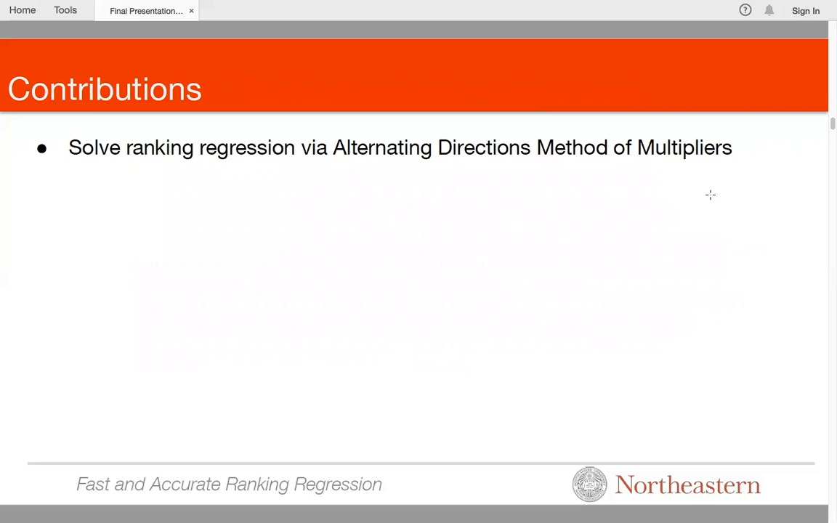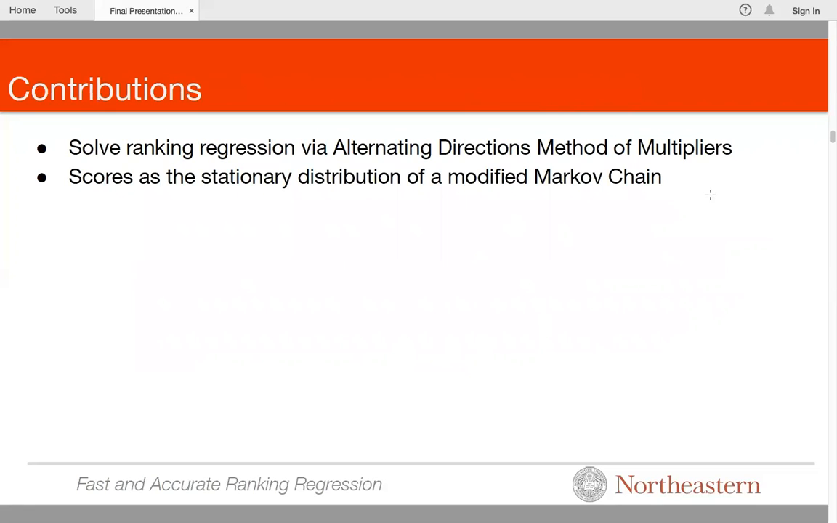Our contribution starts with solving the ranking regression problem via the alternating direction method of multipliers. By doing so, we decouple the learning of scores from the model parameters. And when we did that, we can still show that the scores are equivalent to the stationary distribution of a modified Markov chain compared to ILSR. Following this, we propose spectral algorithms that are akin to ILSR.